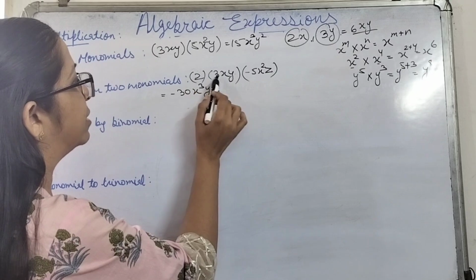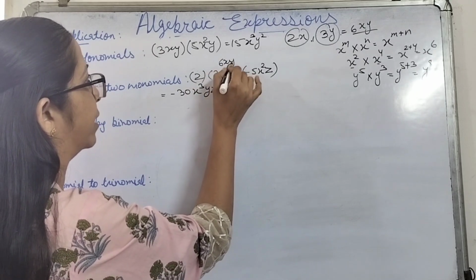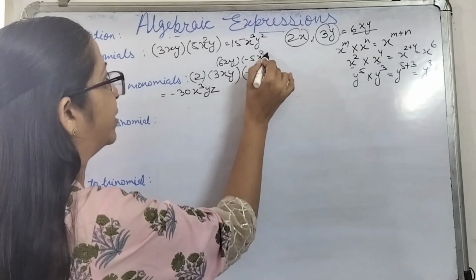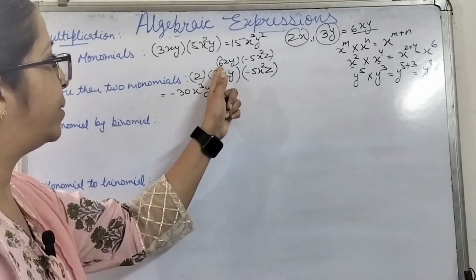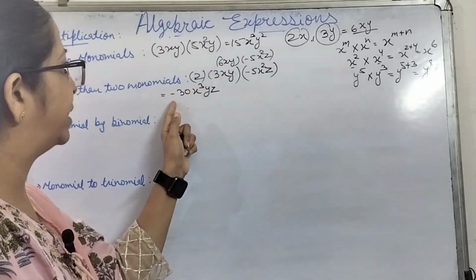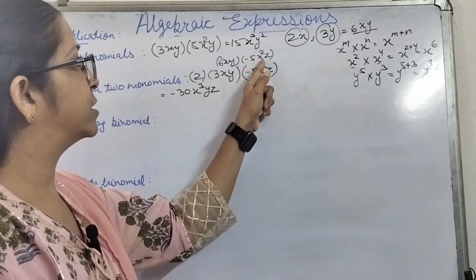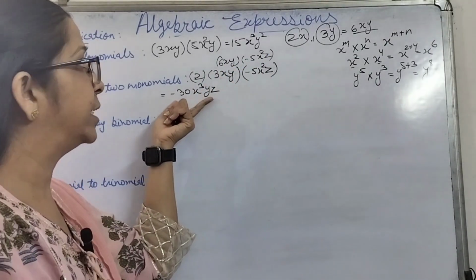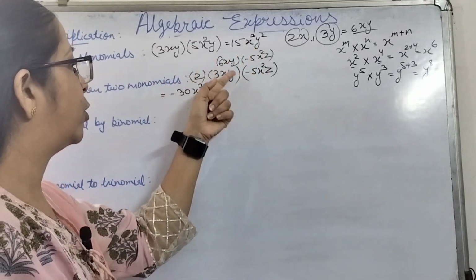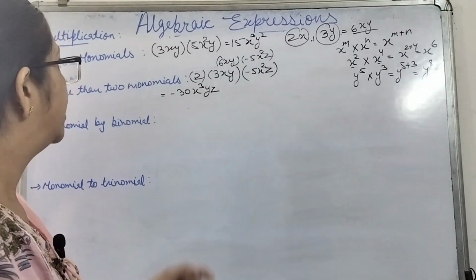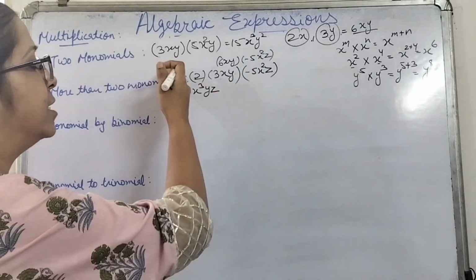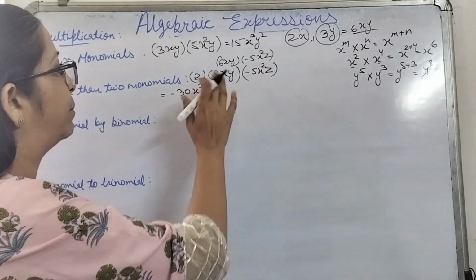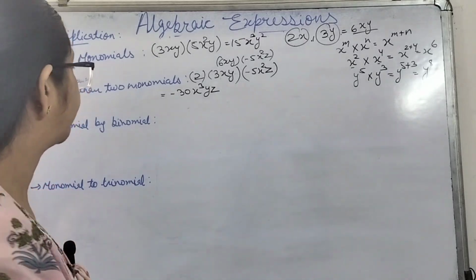2 multiplied by 3 will be 6xy. Now you have to multiply 6xy by minus 5x square z. Multiplying these two, 6 times 5 is 30, with the minus sign, minus 30. x multiplied by x square will be x cube, then y and z. We will get the same answer. You can solve it in either way. So if there are more than two monomials, first of all multiply all the numeral coefficients and then multiply your literal coefficients.